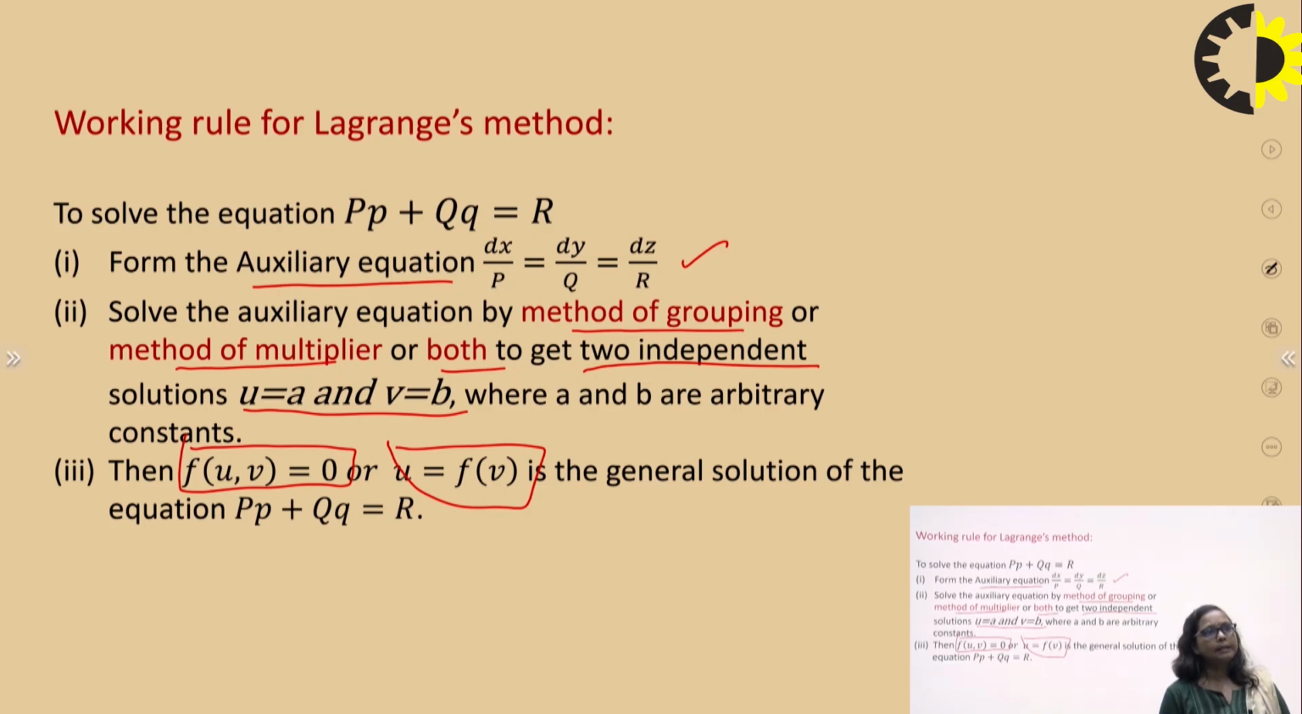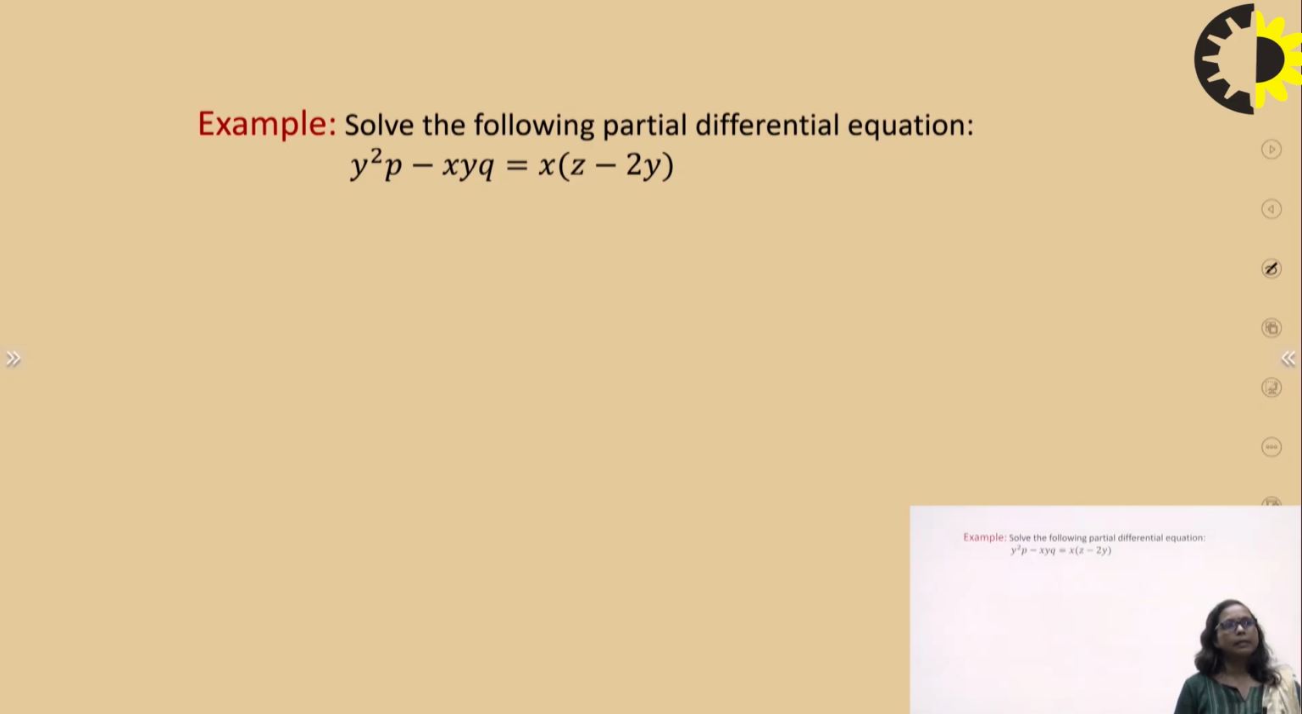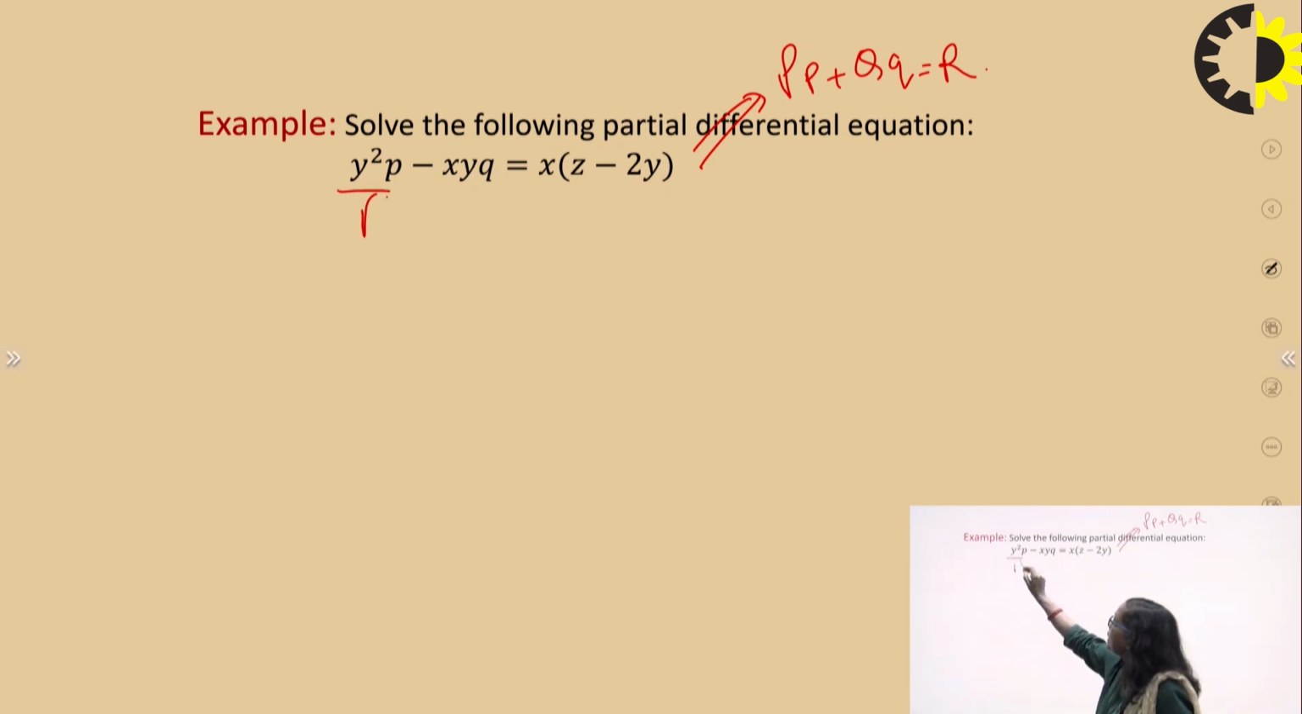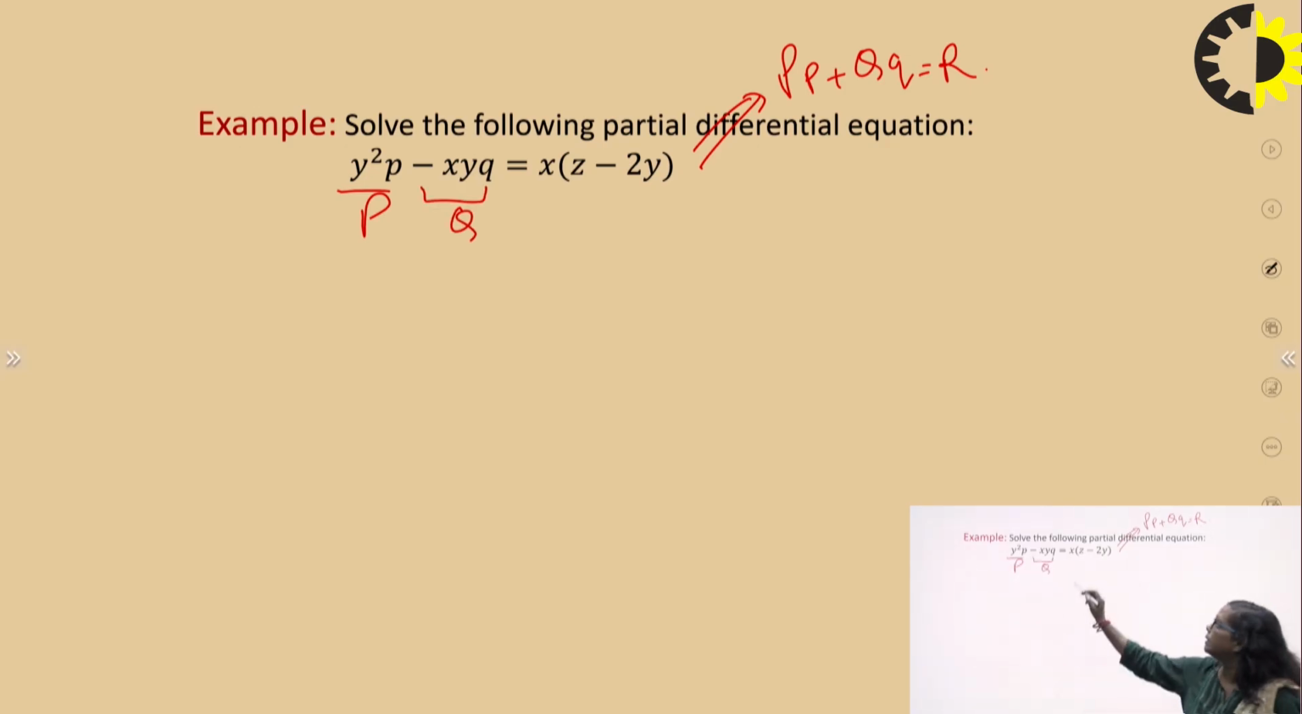Next, I am taking some examples for this Lagrange method, which we are going to solve over here. Look at the first example. Solve the partial differential equation y squared p minus xyq is equal to x into z minus 2y. First of all, we need to check whether this is a Lagrange linear equation or not. So I need to compare this with the equation of the form Pp plus Qq equal to R. If I compare, what is y squared? This is nothing but capital P. What is minus xy? This is nothing but capital Q. And what is this right hand side function of x and y and z? This is nothing but capital R.